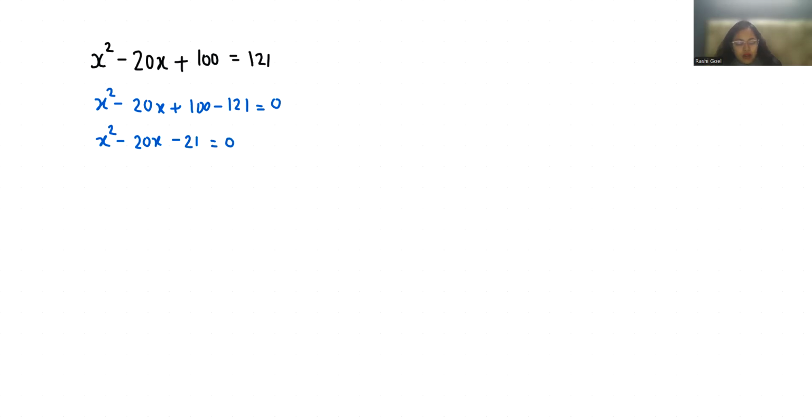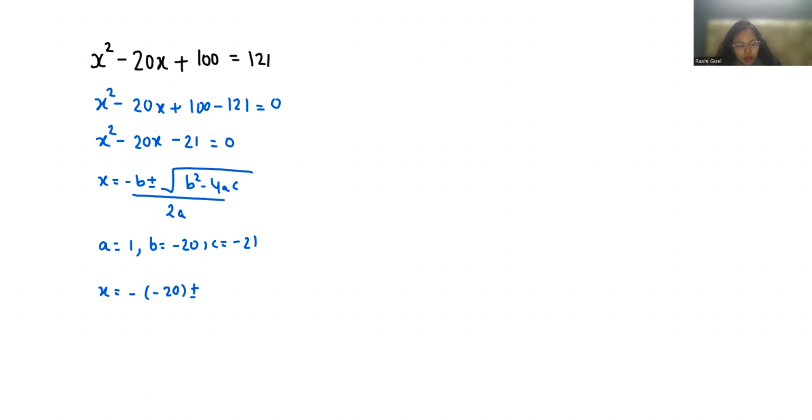Now, we cannot factor this equation easily, so we use the quadratic formula, that is x is equal to minus b plus minus under root b square minus 4ac by 2a. Or you can use the middle term split method, where a is the coefficient of x square, b is the coefficient of x, and c is the constant. So x is equal to minus minus 20 plus minus under root minus 20 square minus 4 times 1 times minus 21 by 2 times 1.